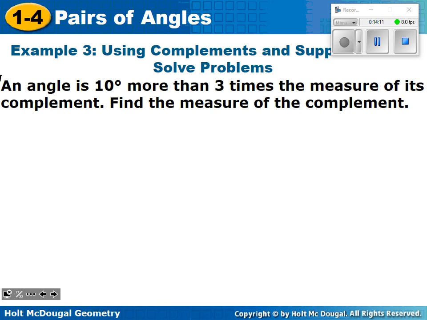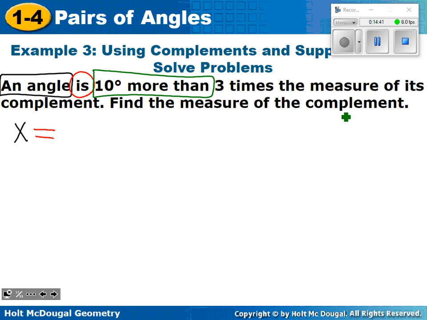So an angle. Do we know what the angle is? No, so what can we call it? X. Is. An angle is. What does that mean we should put there mathematically? What does is mean? Equals. An angle is this, so an angle equals this. So when you see that keyword is, think equals. Okay? 10 degrees more than.